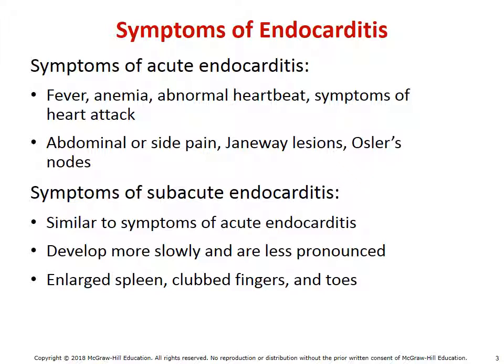Since endocarditis can come in acute or subacute forms, we'll see different signs and symptoms. The symptoms for acute endocarditis start off initially with your normal infection symptoms like fever, but then we start to see, since we have this rapid increase in microbes quickly, the abnormal heartbeat and often symptoms that resemble heart attack. That can even progress into an overall abdominal or side pain.